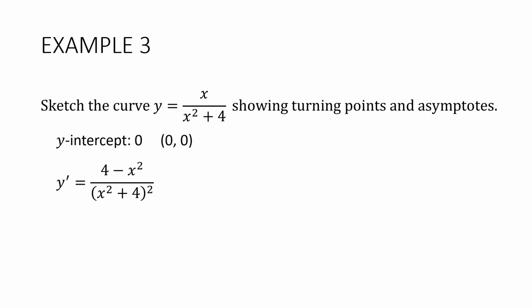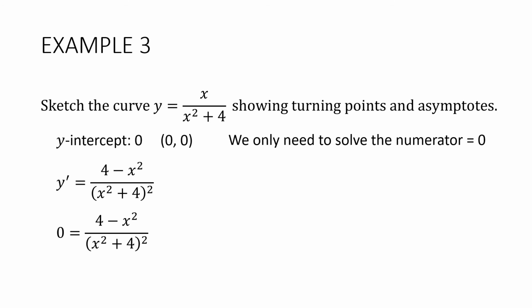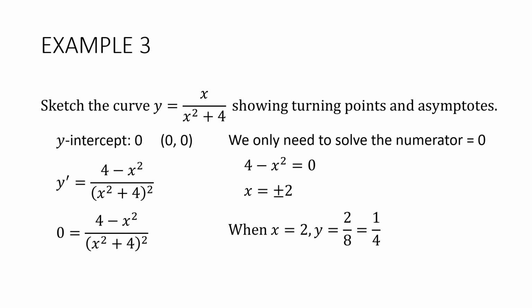Now we want to solve this equal to 0. But here's the thing, we only need to solve the numerator equal to 0. The denominator can't equal 0, so we can actually ignore it. So we're going to solve 0 is equal to 4 take away x squared. Factorising this, we get (2 minus x)(2 plus x), which gives us x is equal to plus or minus 2. Now we need to substitute back into this to find our y coordinates. So when x is equal to 2, y is equal to 2 over 8 or 1 over 4. And when x is equal to negative 2, y is equal to negative 1 over 4.